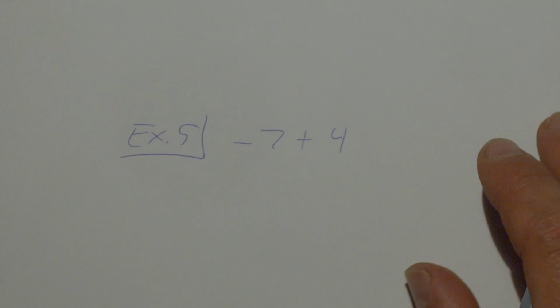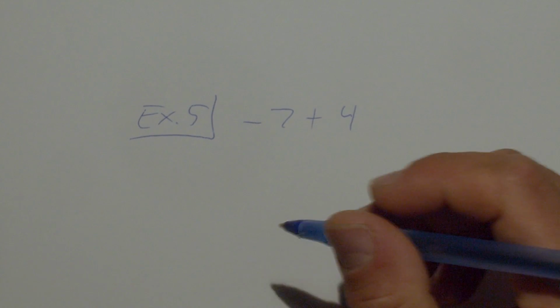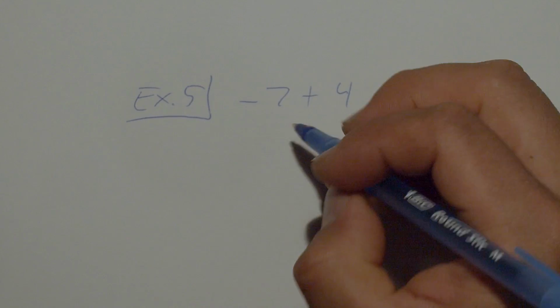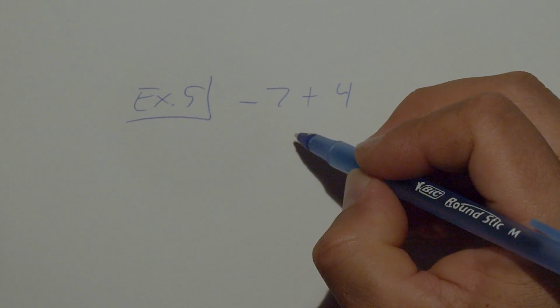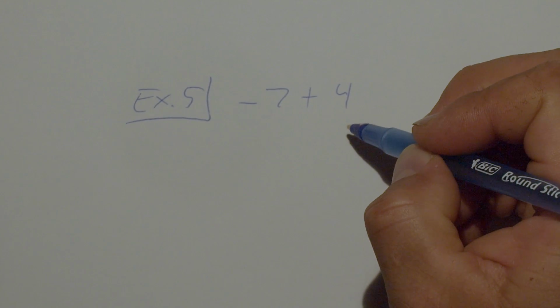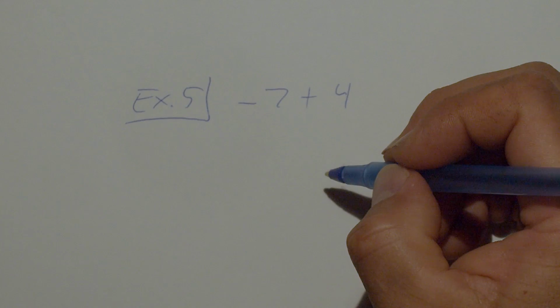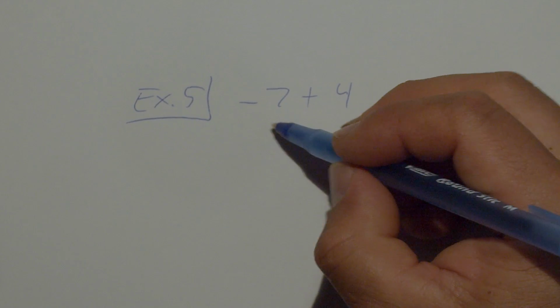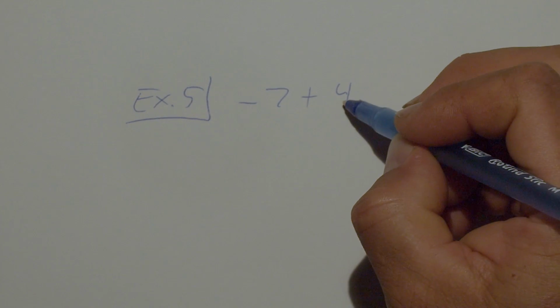And example 5 here. Feel free to pause throughout any of this if I'm going too fast for you. -7 plus 4. So what do we have? We have a negative, and we're adding a positive. Signs are different. We're in case 2. We need to subtract, but let's look at the absolute value of each number. Absolute value of -7 is 7. Absolute value of 4 is 4.